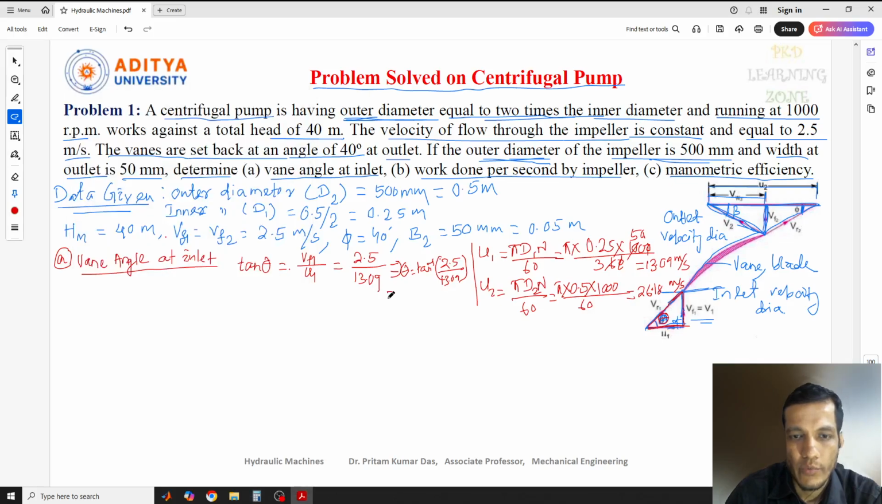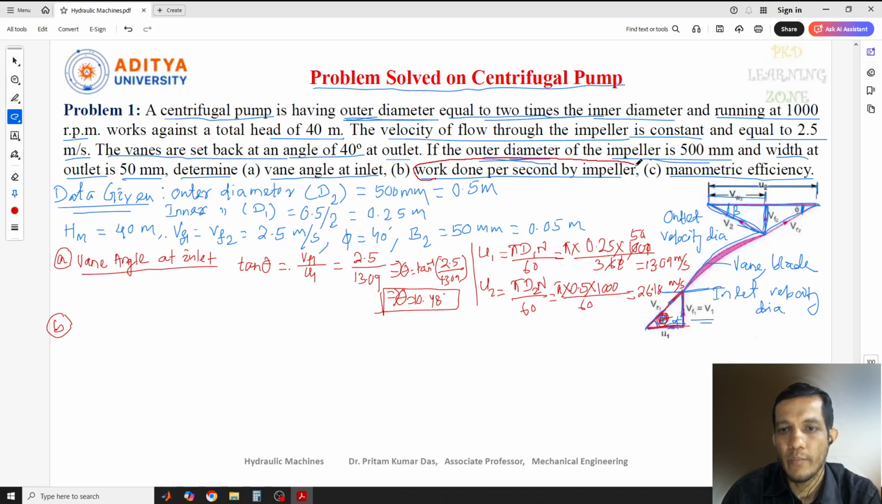So here we got the value theta equal to 10.48 something. This is the vane angle at inlet condition. Okay, the first answer we got. Now the second question is given: work done per second by the impeller.